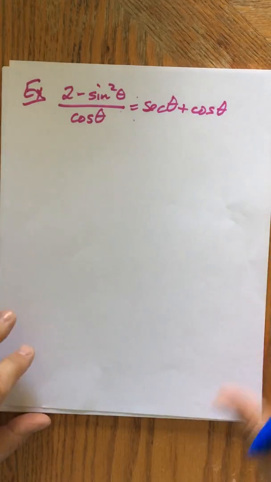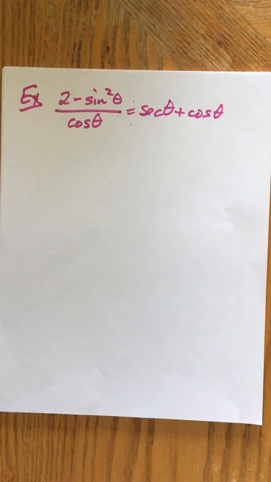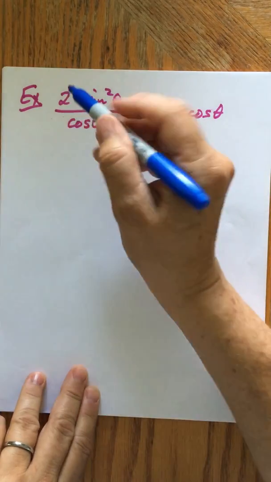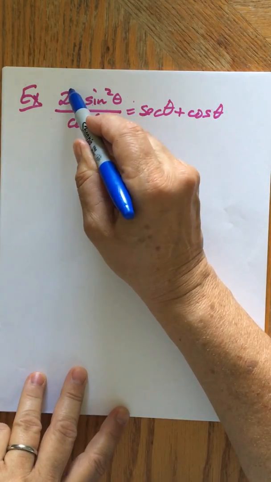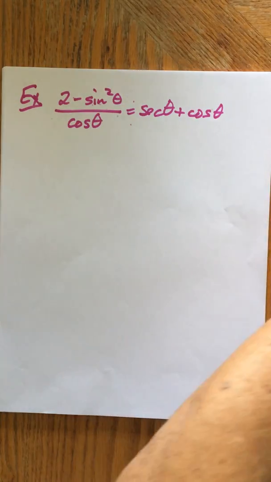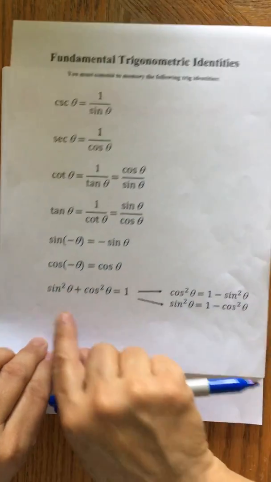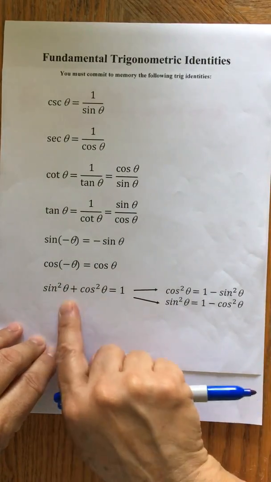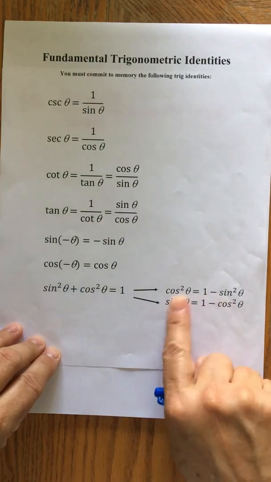Let's take a look at a second example. 2 minus sine squared theta divided by cosine theta is equal to secant theta plus cosine theta. I'm going to do something that sometimes you'll see, because there are these fundamental identities, and this one here is so critical. Sine squared plus cosine squared of an angle is equal to 1, and then you have these forms here.